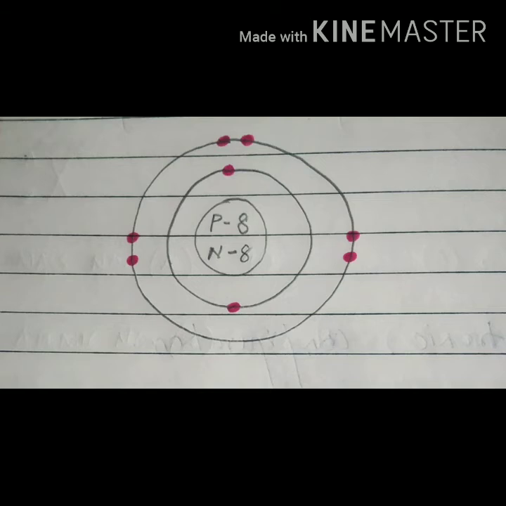Now we will draw the orbital structure diagram as I have taught you. So first the nucleus. So how many protons did we calculate? 8. Neutrons also 8. So within the nucleus write P8, N8. So how many orbits are there? 2. First orbit has 2 electrons and the second orbit has 6 electrons. So this is the answer for the first example.